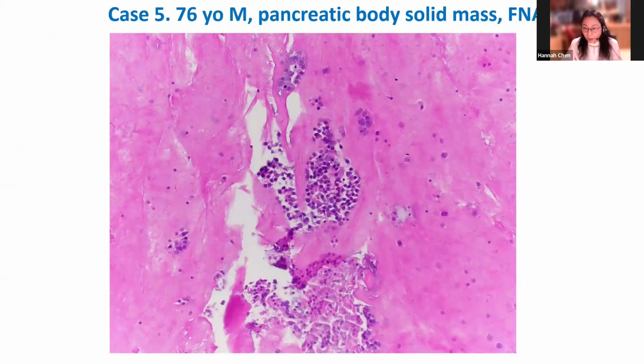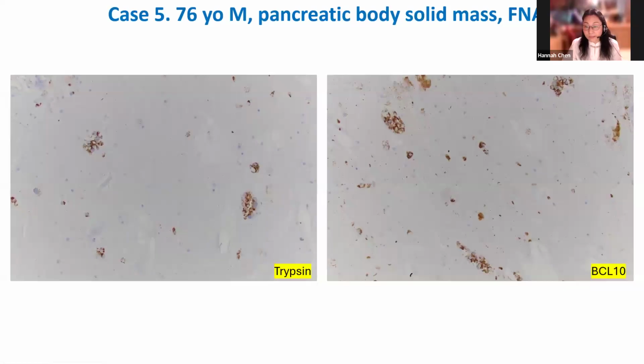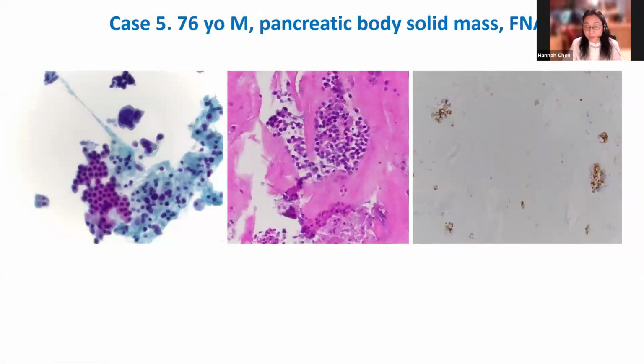We have a cell block. The tumor cells again show majority monomorphic morphology. The tumor cells are negative for chromogranin, synaptophysin, and INSM1, so it's a non-neuroendocrine tumor. Tumor cells are positive for trypsin and BCL10. The final diagnosis for this case is acinar cell carcinoma.